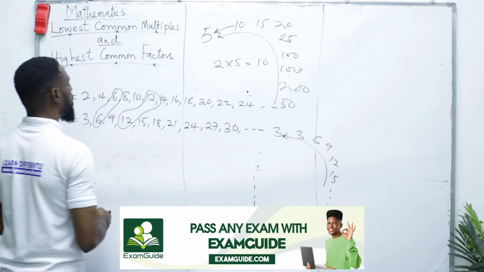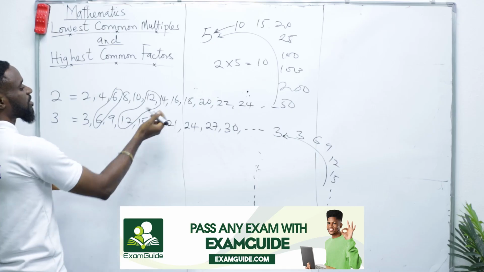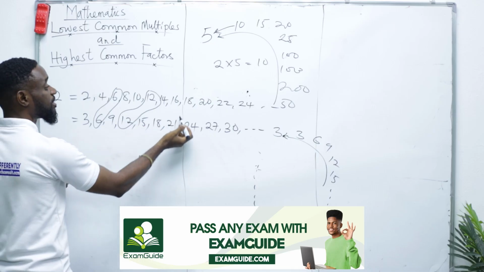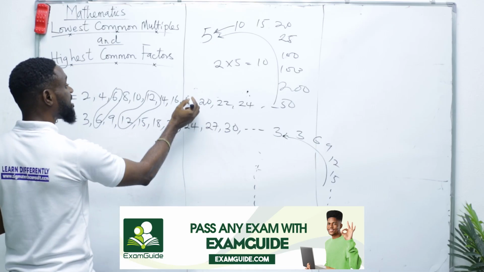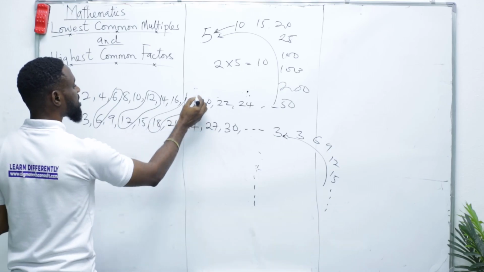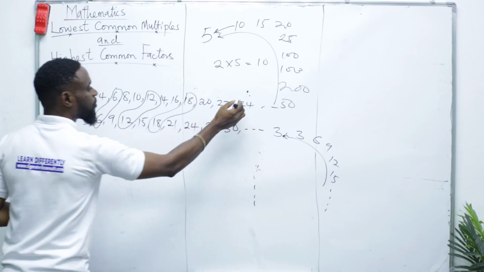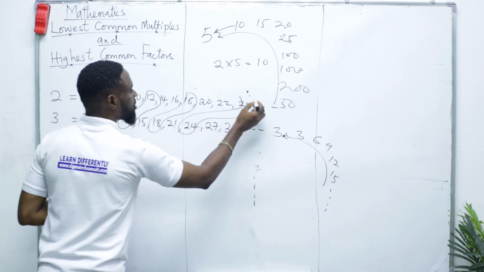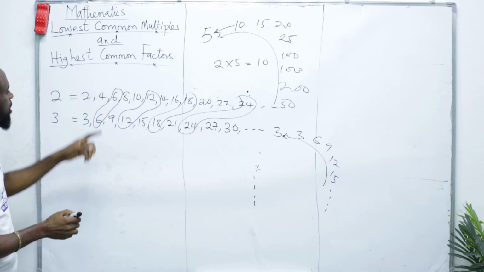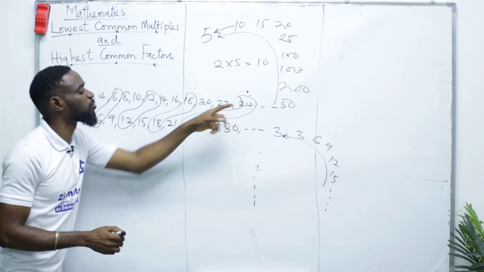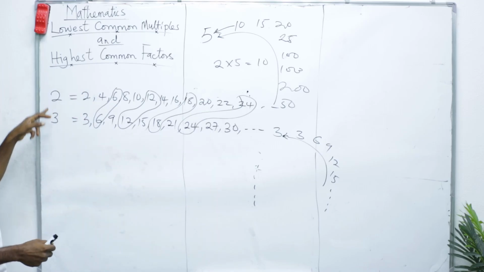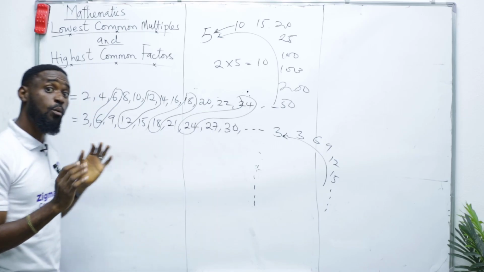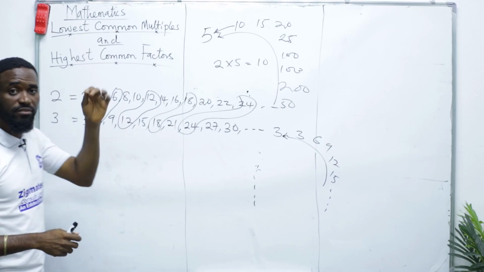So if we look at what we have here, at this point, 14 does not have any business here. Here, if you look at it, you will see that 18 has business here. 24, there is a connection between them. So all these are common multiples of 2 and 3. Are you with me? They are all what? Common multiples of 2 and 3.